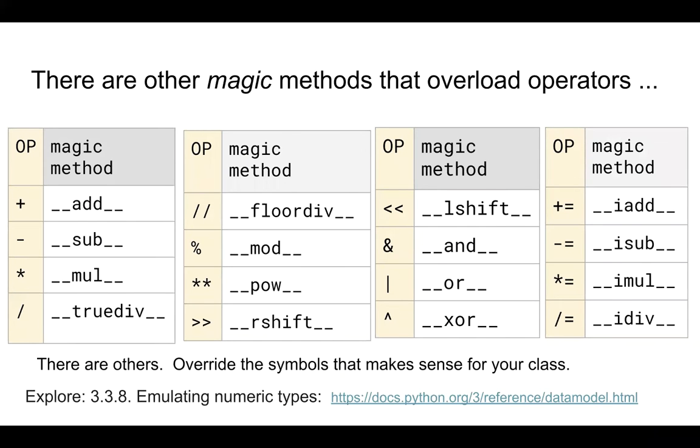There are other magic methods that overload operators, such as the plus, the minus, the asterisk, the slash, and a lot of other different ones. You can override the symbols that make sense for your class.